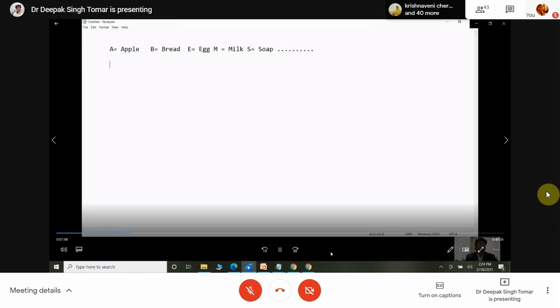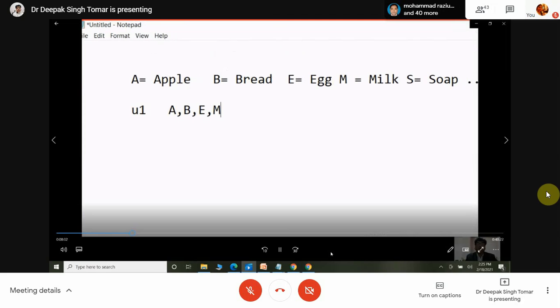In a store, I'm taking a simple example. The user comes, user one, and he buys apple, bread, and milk. So this is one pattern. It means the user entered the shop and he bought this item set.